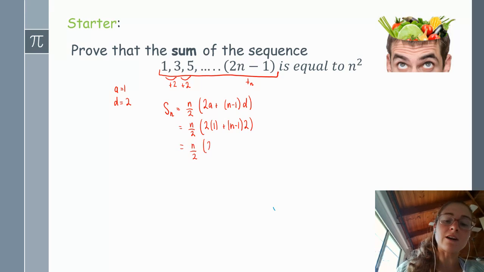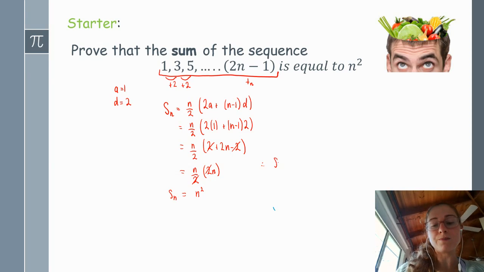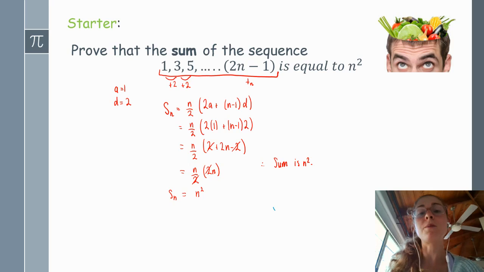On the inside, I'll get 2 plus 2n minus 2. Okay, some things will cancel. The negative 2, the positive 2, n over 2 brackets 2n. These 2's will also cancel, and I'll be left with n squared. So therefore, the sum is n squared. And we've proven it using the formula.